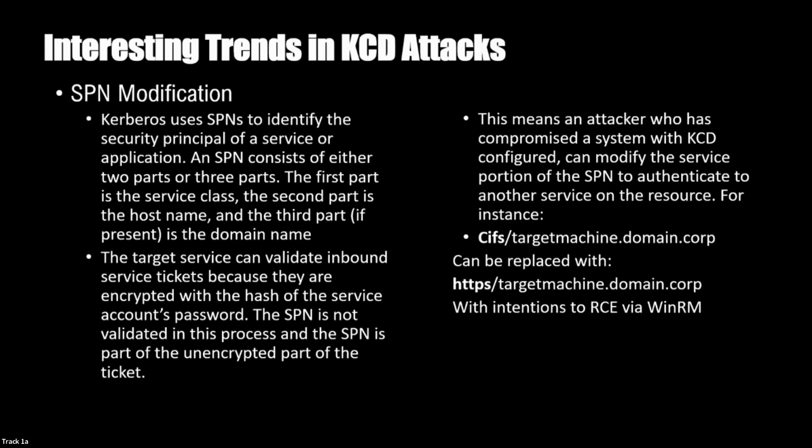So as an attacker, let's say it's a file server that also, for whatever reason, is hosting web services. You may have an SPN that has the CIFS service class. You're able to modify that to HTTPS, for instance, and that validation will go through. As long as the encryption is good for that service ticket, the validation will go through regardless of what that service class is. So you can jump from something like CIFS to HTTPS and then try to execute remote code via WinRM.